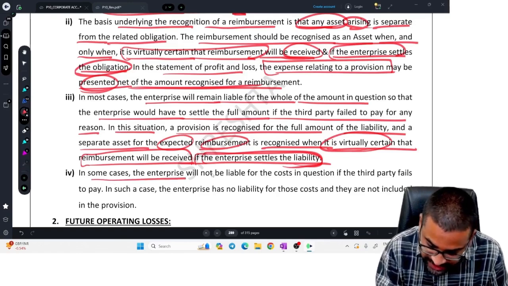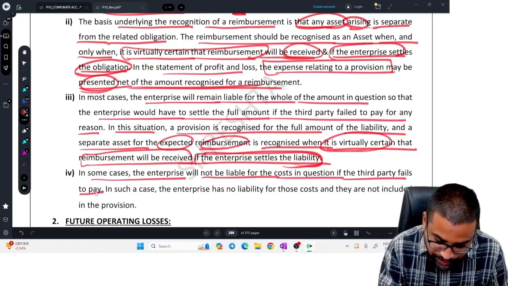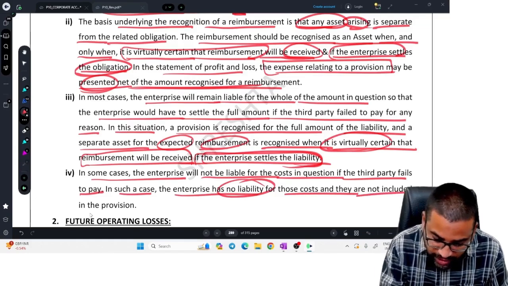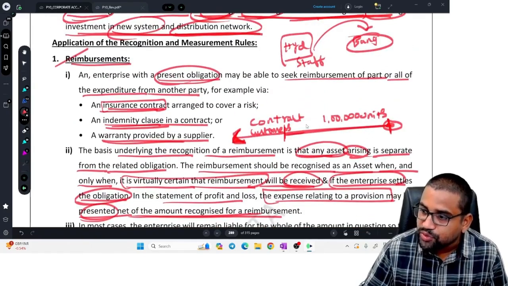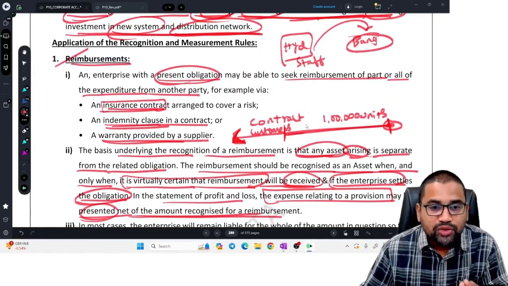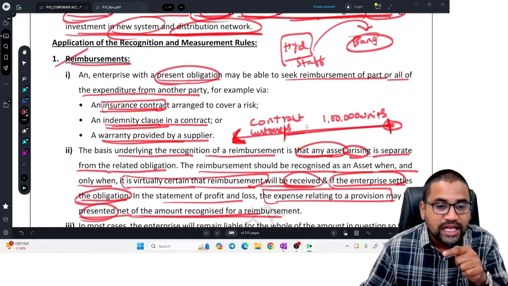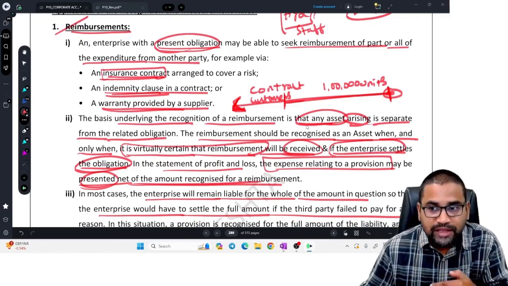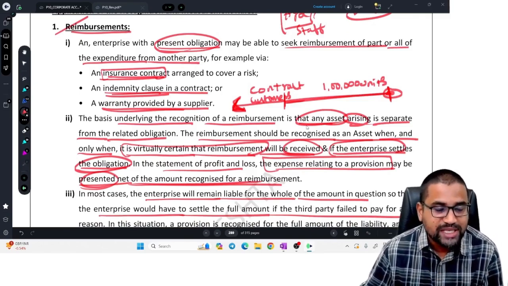In some cases, the enterprise will not be liable for the cost in question if the third party fails to pay. In such a case, the enterprise has no liability for those costs and they are not included in the provision. So this is called reimbursement. So what is reimbursement, sir? Any amount coming from the other party in relation to this obligation. The best example is insurance, an indemnity clause, or maybe a warranty provided by the supplier.